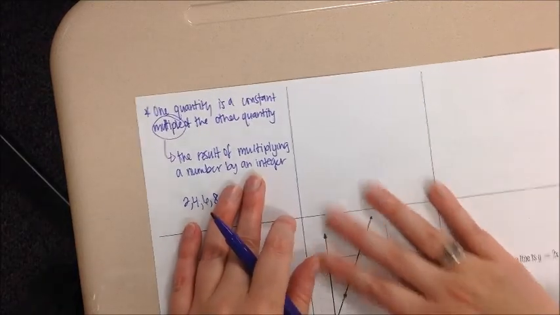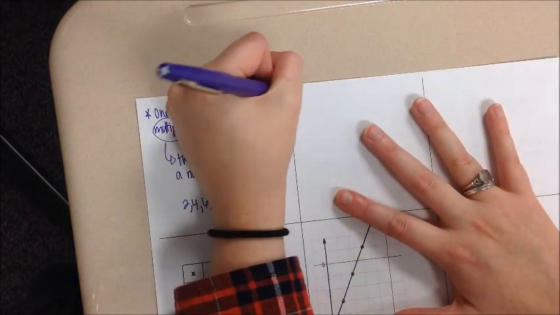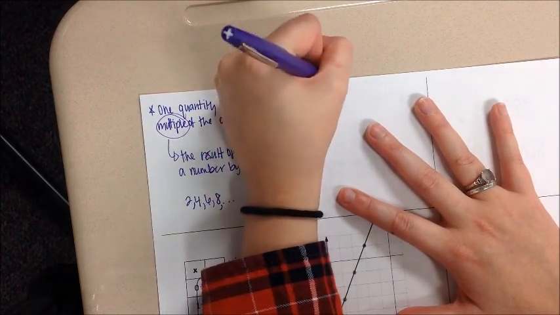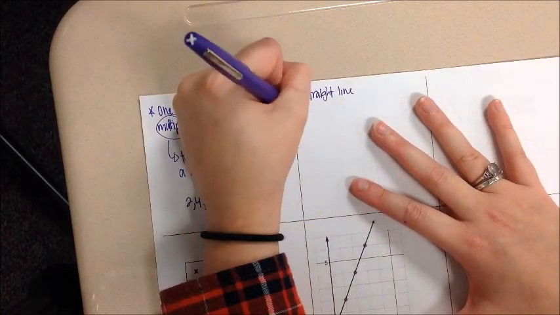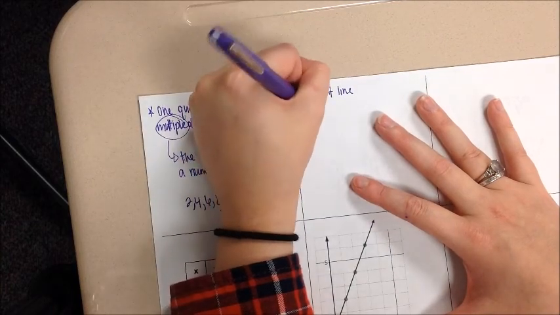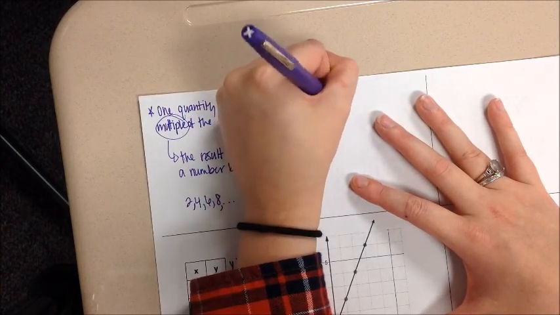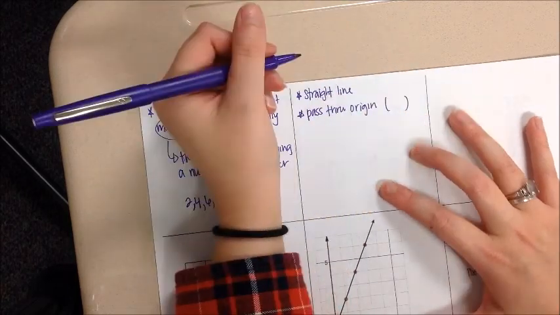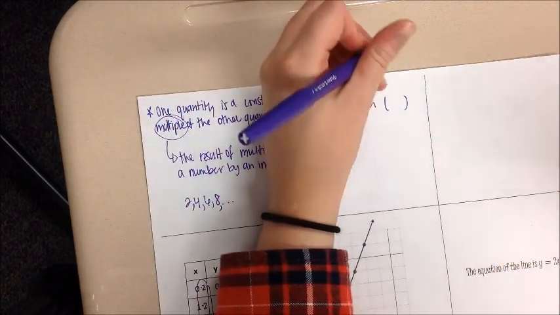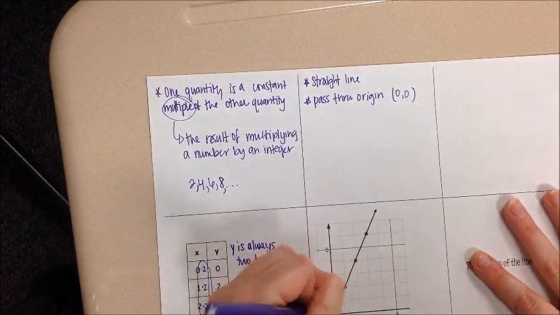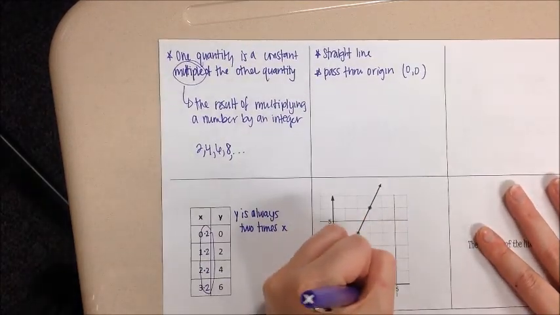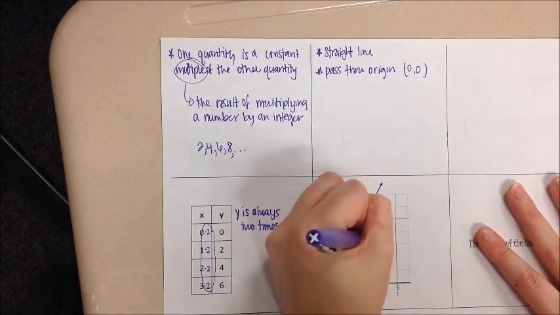Okay, when you're looking at a graph, there's 2 different things that you look for. You're looking for a straight line. Okay, and it also has to pass through the origin, which the origin, does anybody know the coordinates of the origin? It's 0, 0. Okay, so the origin is right there, so this one passes through the origin, and it is a straight line.